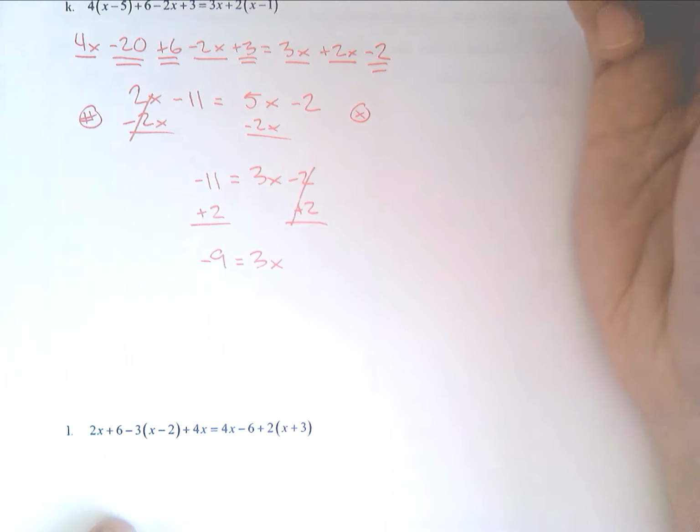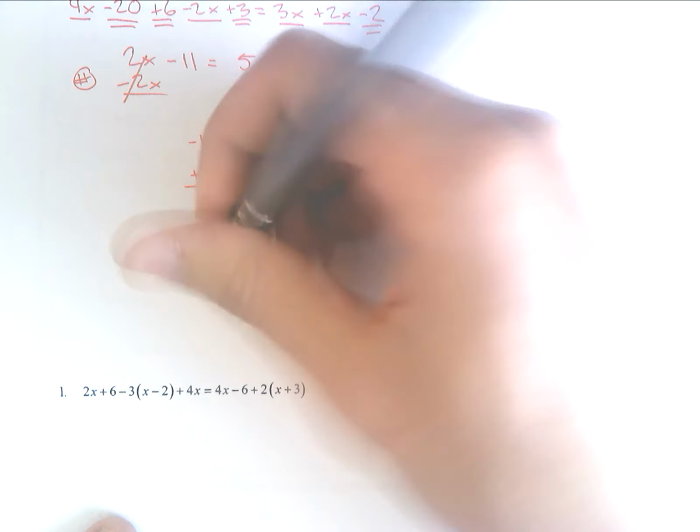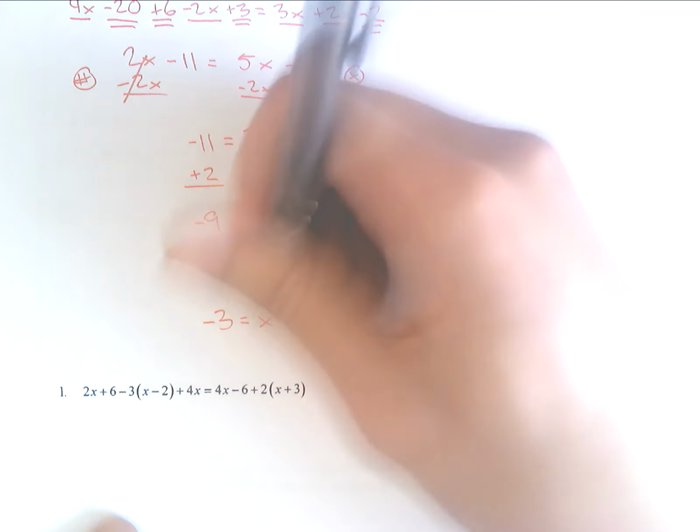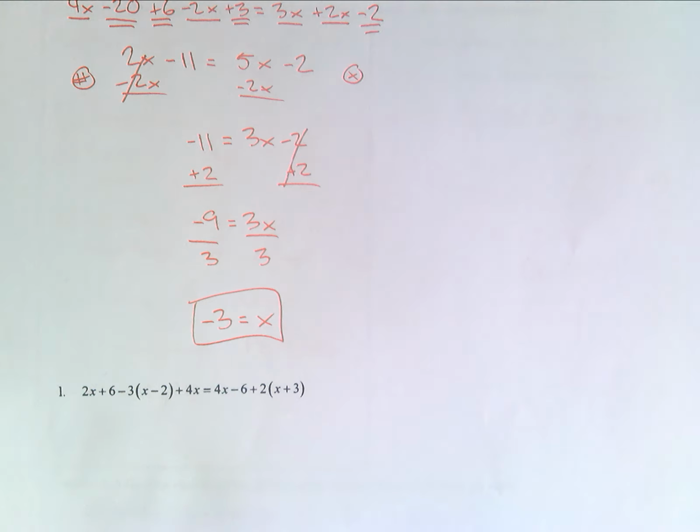Our last step, we divide by 3. So divide by 3 on both sides. And negative 9 divided by 3 is negative 3. So our answer, x equals negative 3. Let's try one more.